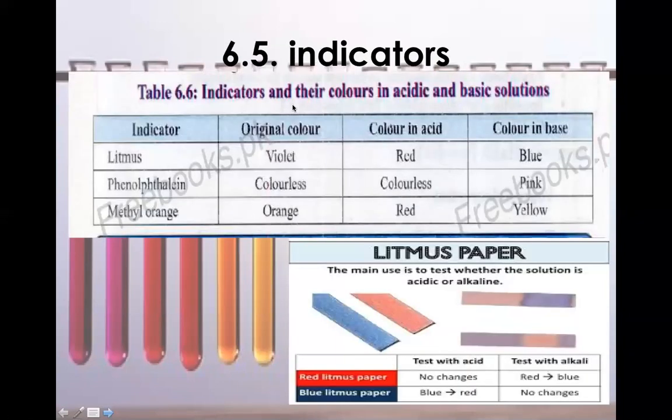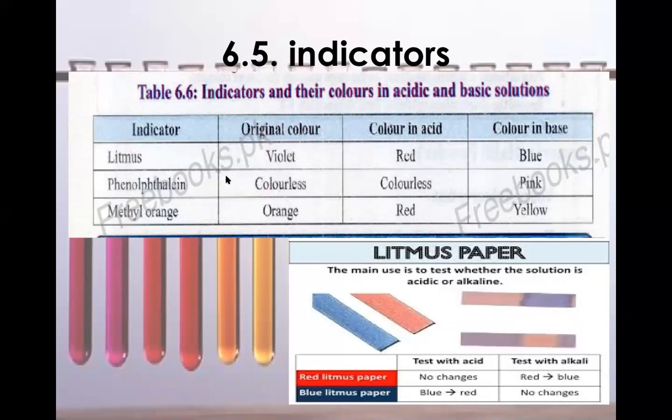So these are the indicators we have been studying again and again. So litmus solution जो है basically it's of violet color, phenolphthalein is colorless and methyl orange is orange. Alright, colors इनके किस तरीके से change होते हैं? The litmus solution color in acid turns to red, whereas its color in base is blue.